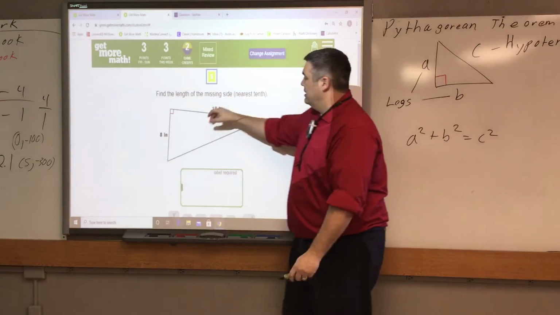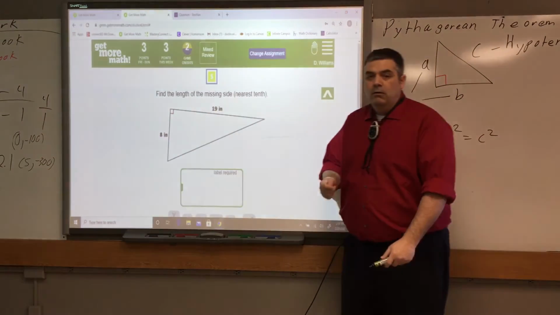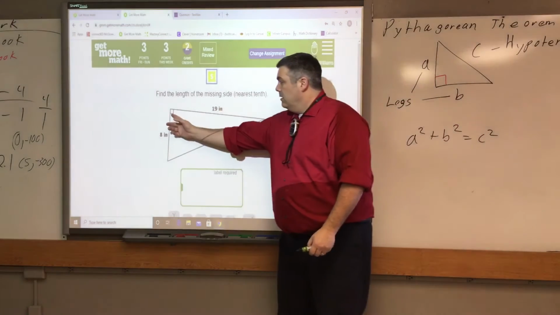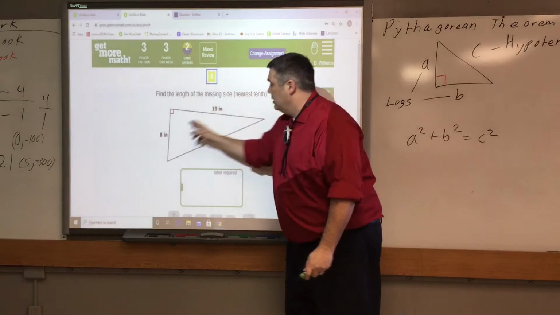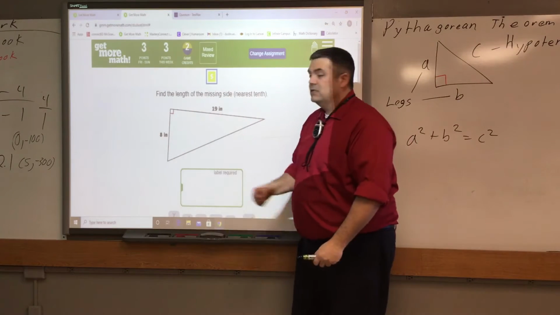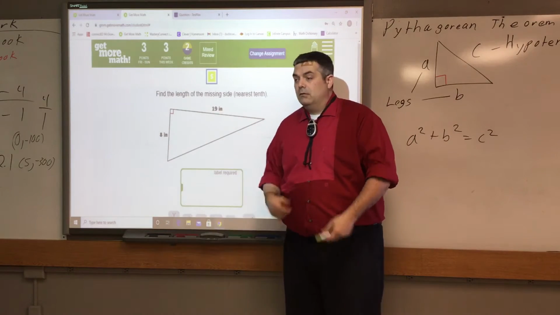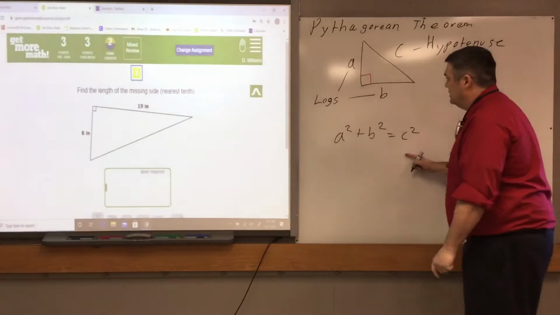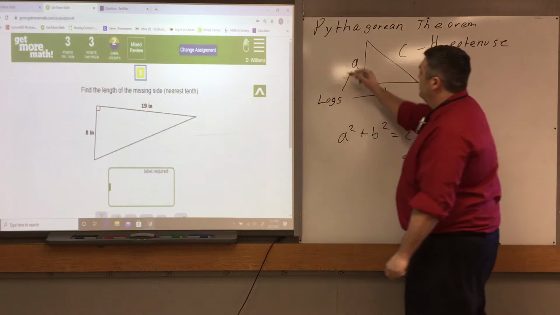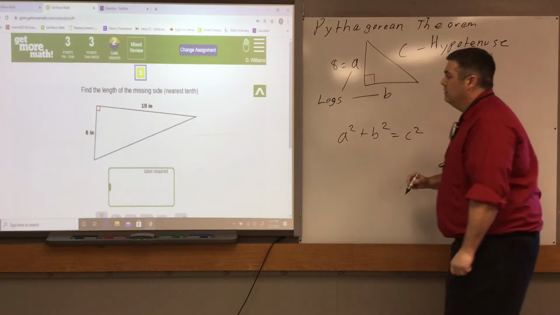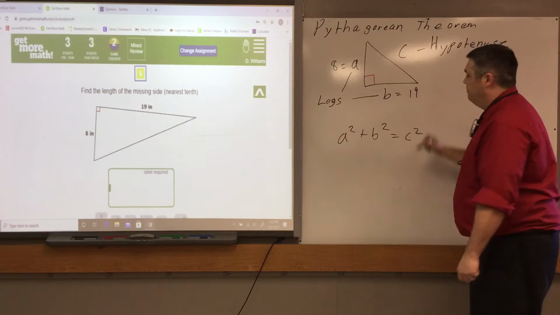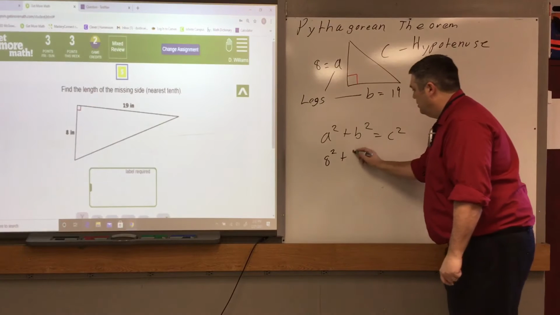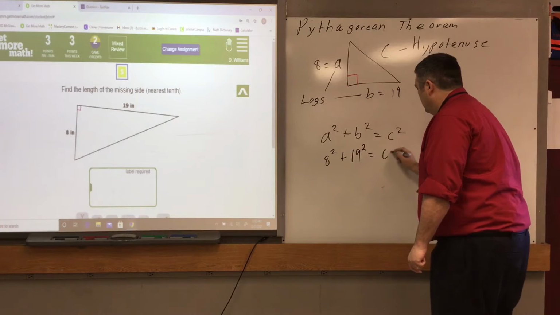We're going to take these two sides, 19 and 8. Now we have to determine: are both of those legs, or is one of them the hypotenuse? Well, the hypotenuse is opposite the right angle, so these two are our legs. We substitute them into a and b. We've all done substitution, so that's no big deal. So a squared plus b squared equals c squared. We'll say this is a and this is b. Fine: 8 squared plus 19 squared equals c squared.